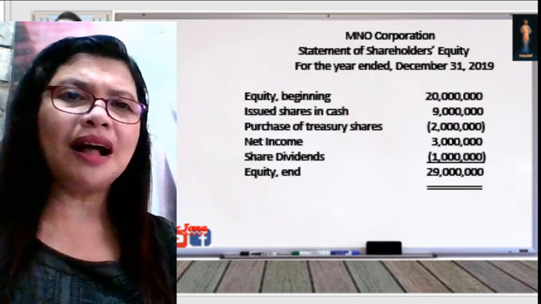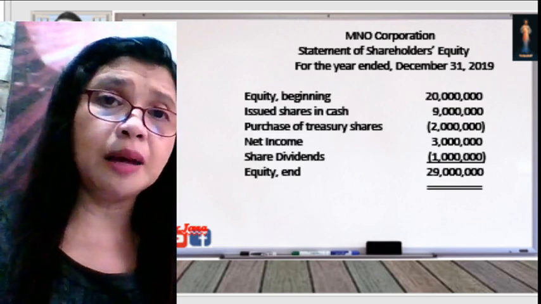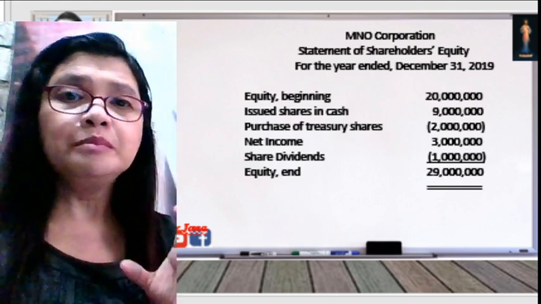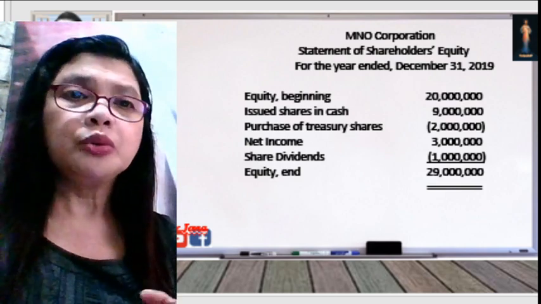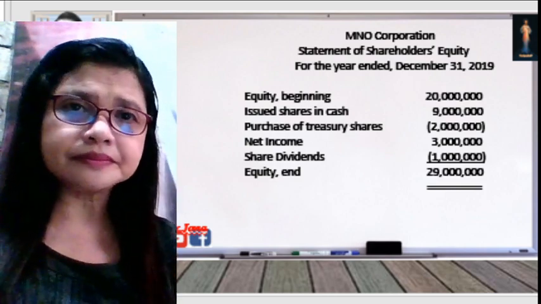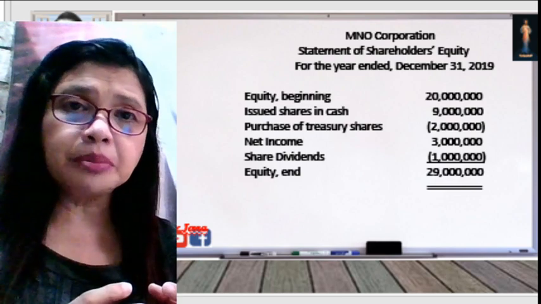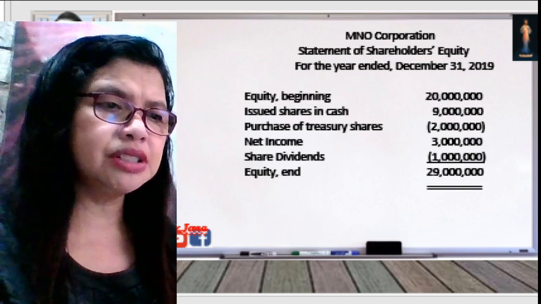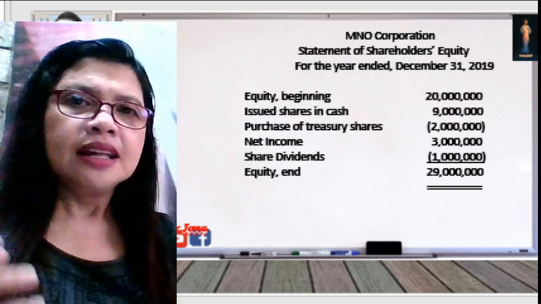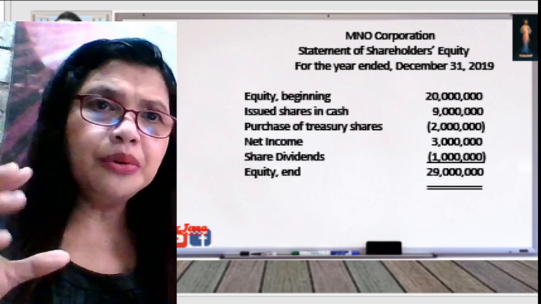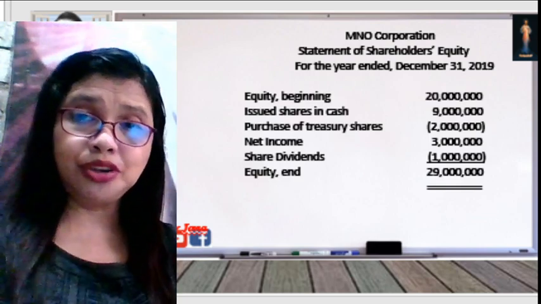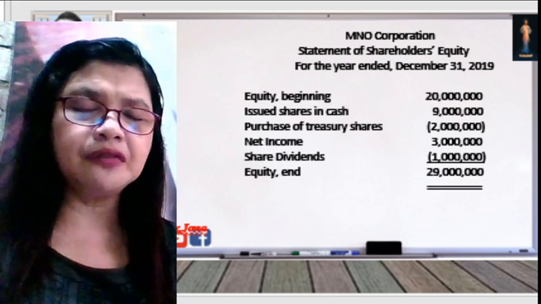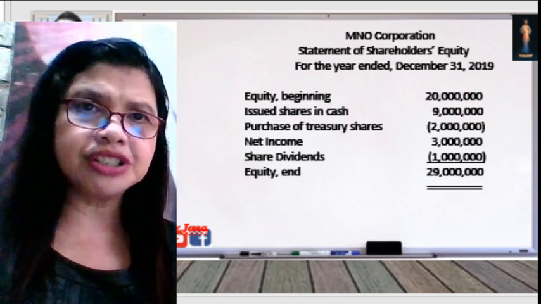Okay, let's start from the top. The heading says MNO Corporation. So this statement belongs to a corporation. Again, we have studied that in a corporation, the owners of the corporation are called shareholders. When we call them shareholders or stockholders, they have their own set of terms to use also. First, we have the equity beginning, the initial investment of the owners or the shareholders.